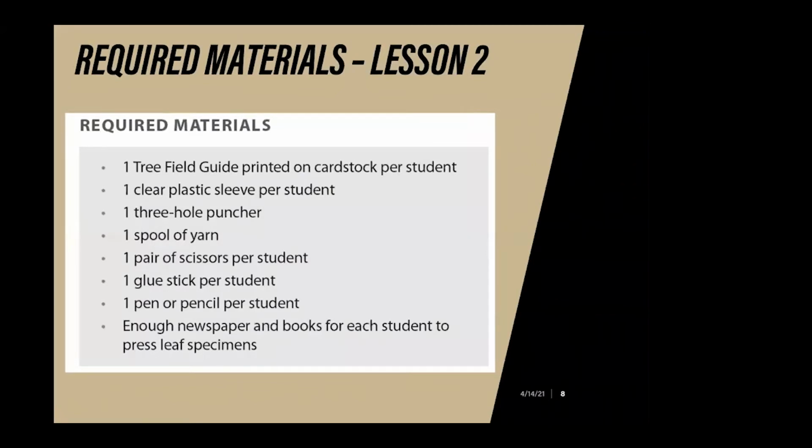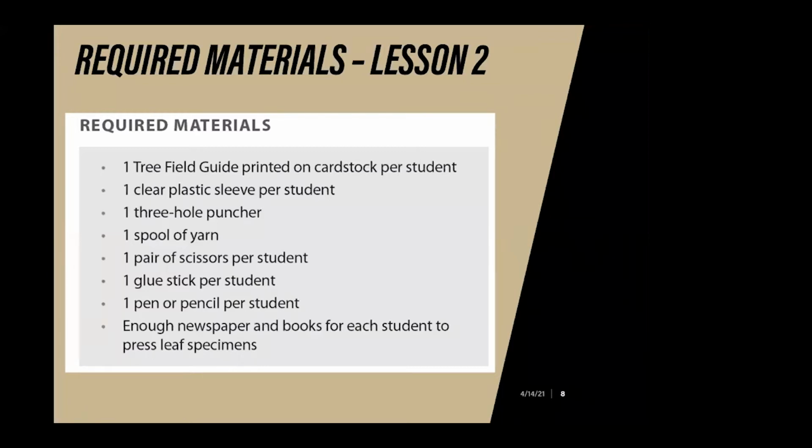Lesson 2, like I said, is also 45 minutes long and requires a few more materials this time. You will need one tree field guide printed on cardstock per student. The cardstock is really important for them to write on. It's easier. They'll also need a clear plastic sleeve per student to collect their leaves and put them in there.